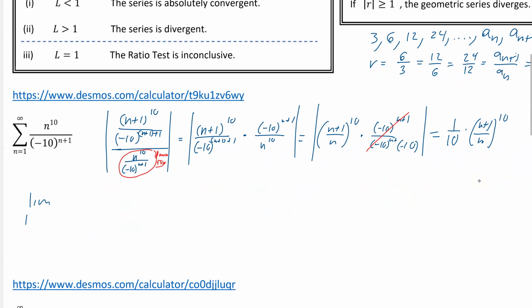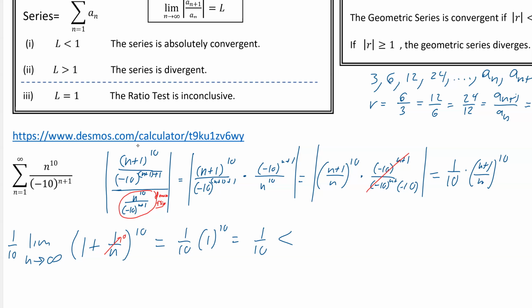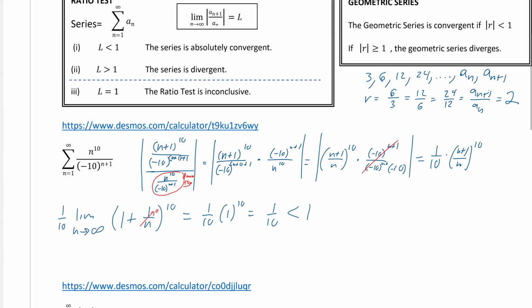And we get this. n divided by n is 1. And then we get 1 over n to the 10th. So that would be 1 and 1 over n. And then using our limit rules, we know that goes to 0. So we end up with 1/10 times 1 to the 10, which is 1/10. And now we can go back and look at it, and we say, oh, well, that's less than 1, which means the series converges absolutely, or it's absolutely convergent.